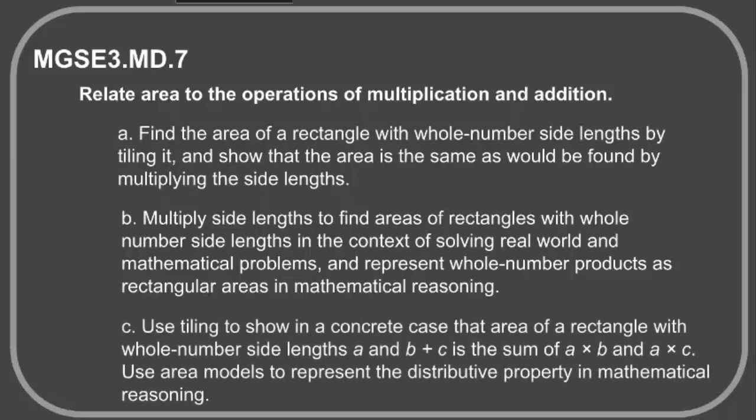Part C states that students will use tiling to show in a concrete case that the area of a rectangle with whole number side lengths a and b plus c is the sum of a times b and a times c. Use area models to represent the distributive property in mathematical reasoning.